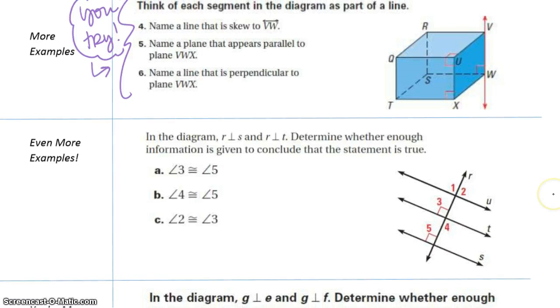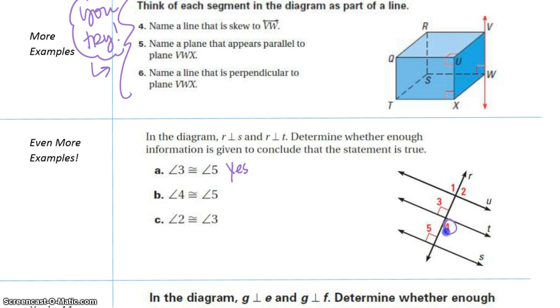In the diagram here, what does this mean? What does that mean? Perpendicular. So R is perpendicular to S, and they have that marked right here. And they tell you R is perpendicular to T, and they have that marked right here. Determine whether enough information is given to conclude that the statement is true. Angle 3 is congruent to angle 5. Well, here's 3, and it has a 90-degree mark. And here's 5, and it has a 90-degree mark. So yes, they're congruent, right? That's a true statement. You're good to go. That's a yes.